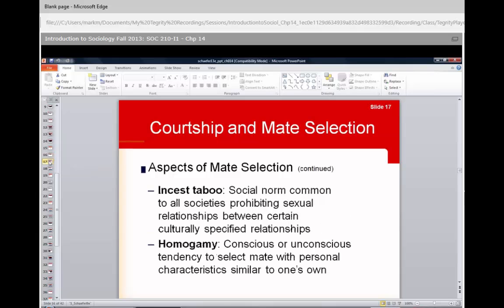All right, some other factors to consider in selecting a partner is the incest taboo. So some people are off limits, and those are your family members or certain aspects of your family members.